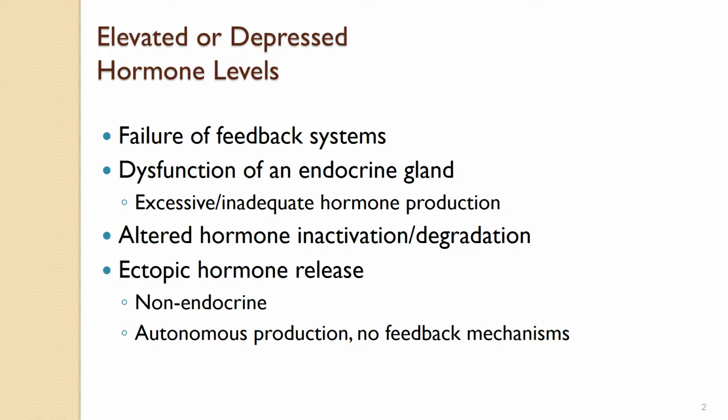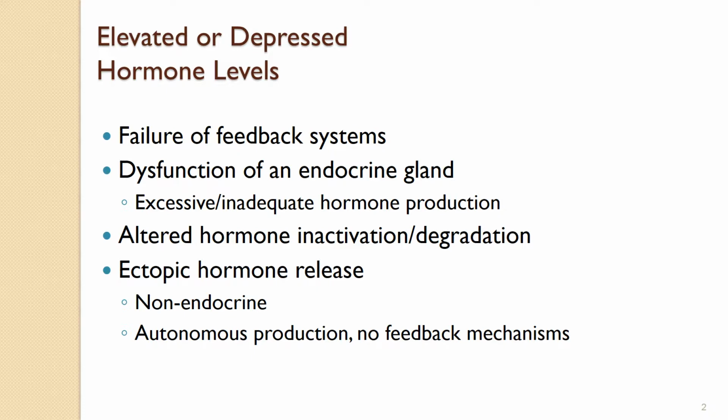So when we have a dysfunction of any of the endocrine glands, we may have excessive production of the hormone, which may lead to alteration in the body, or insufficient or inadequate production of the hormone, which may lead to alterations. Another problem we can encounter is altered hormone inactivation or degradation. This means the hormone hangs around for quite a long time and keeps working, although we don't need it to work. And degradation means it's just destroyed too fast, so it doesn't have its effect.